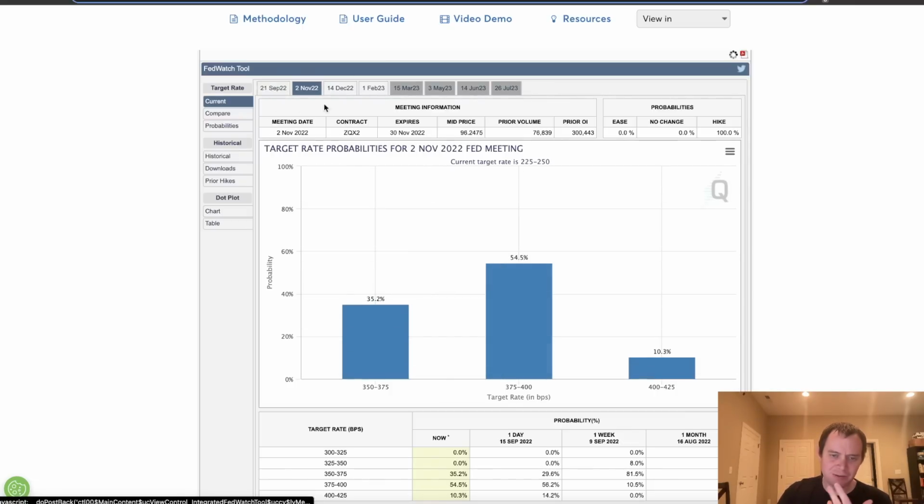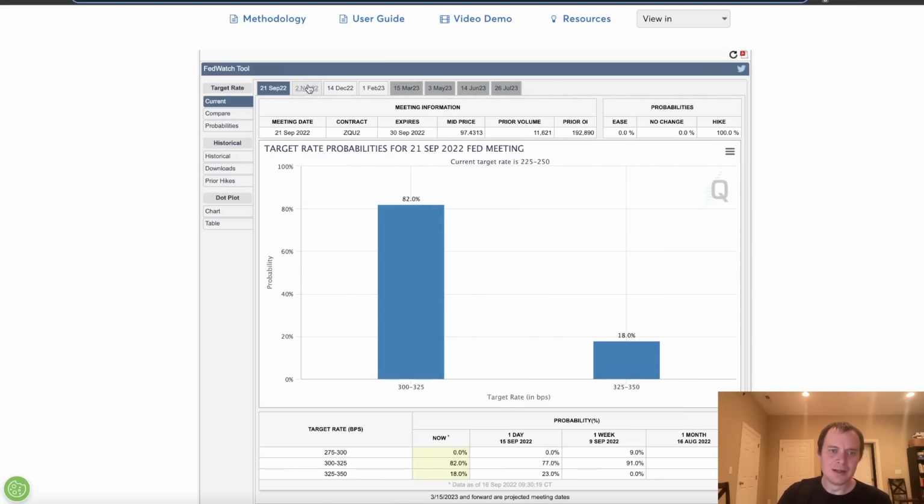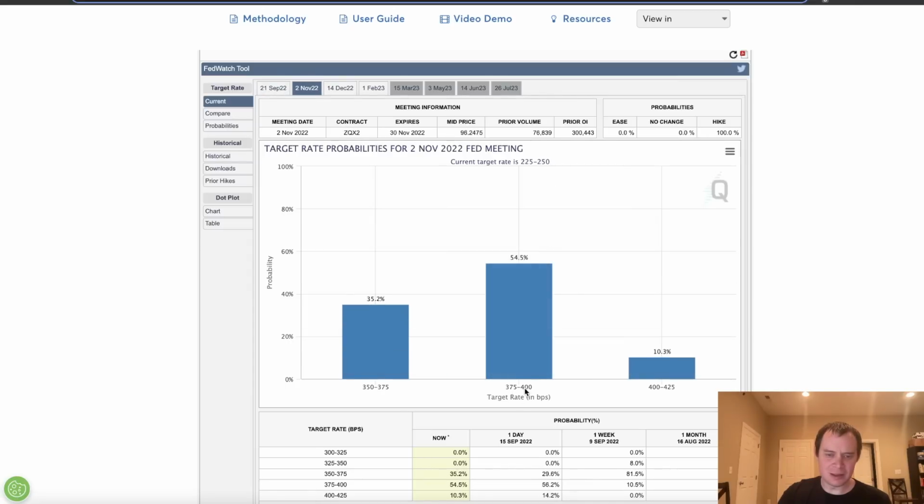So I'm saying if we get 75 basis points here, and this is also getting us to 375 to 400, that's another 75 basis point rate hike. That's currently being shown as the most likely scenario according to markets at the November meeting, which means that over the next two meetings, the Fed could raise 150 basis points if the market is right. That gets us to 4%.